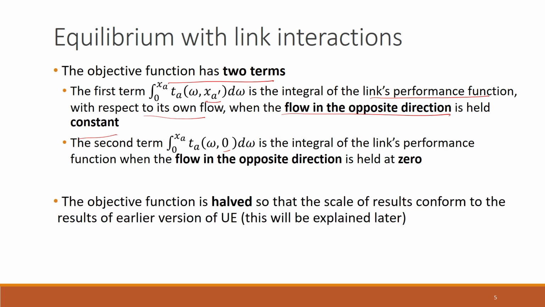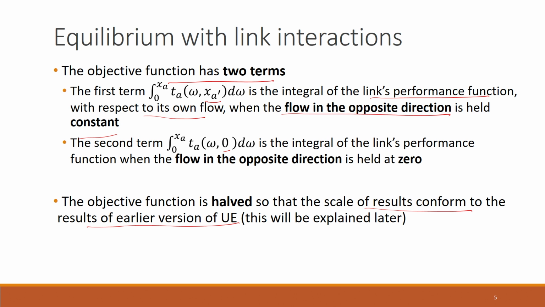And we also saw that there is a half term in this objective function, and the reason for putting that is that when we do that, then the scale of the results will conform to the results of the earlier version of user equilibrium. Okay, so when we start the discussion towards the derivative of this objective function value, then it will be clear why this half is used.